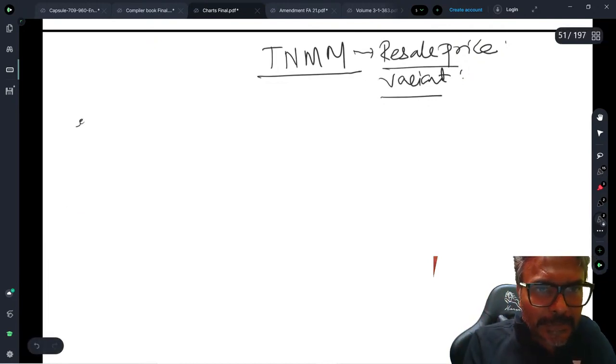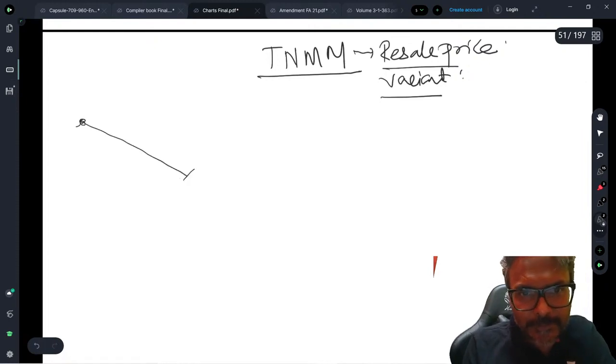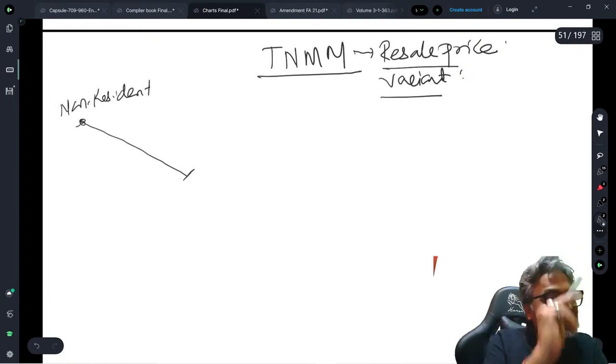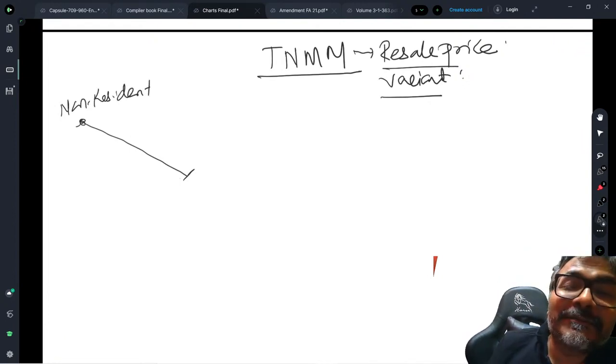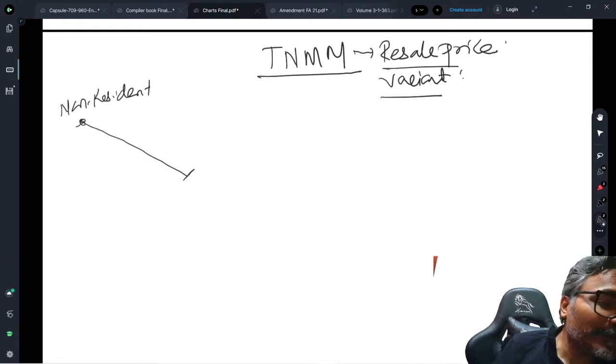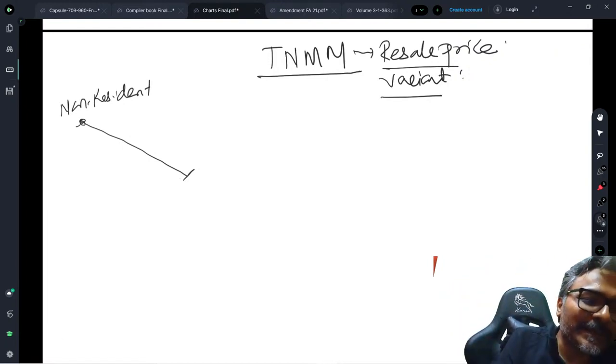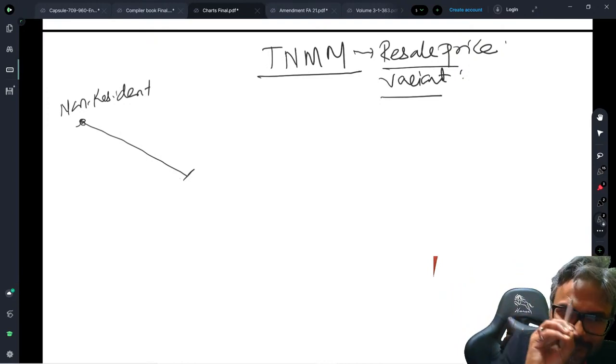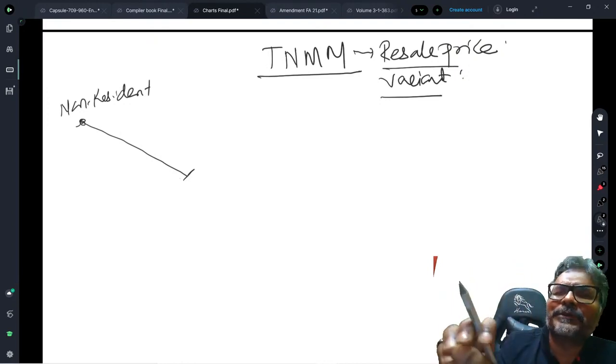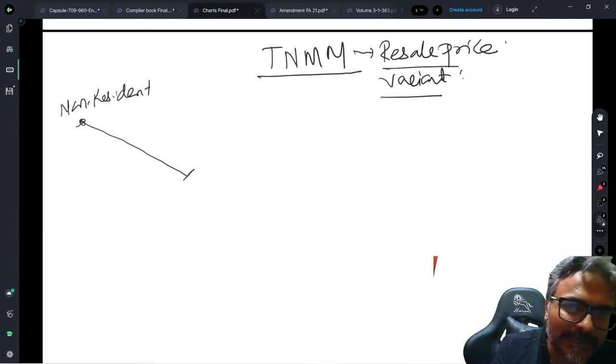So, students, have a look. Please copy it on this one. So, non-resident AE, be careful. You'll come to know and appreciate where the difference comes between the resale price method and the transaction net margin method. Please have a look.